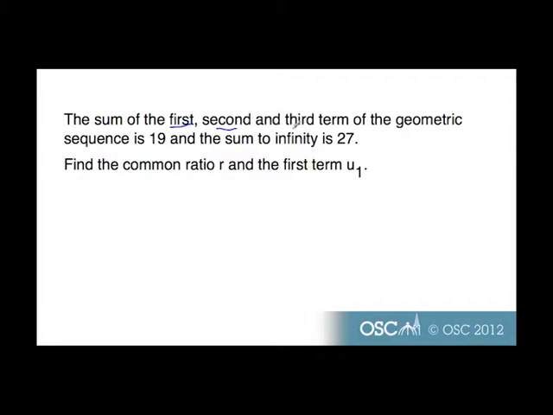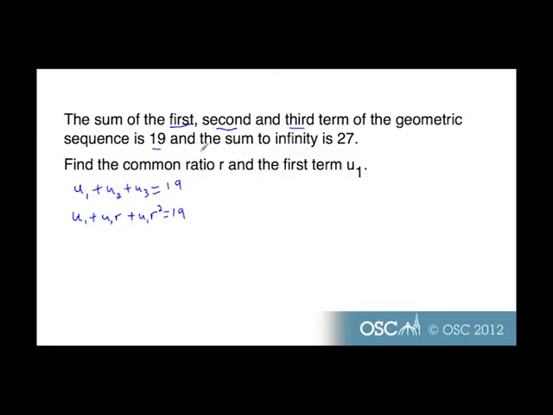First, second, and third term are 19. So, first term, second term, third term gives us 19. From the formula booklet, our first term is just going to be u1. Our second term is the first term times the common ratio. Our third term is the first term times the common ratio squared, and that gives us 19.